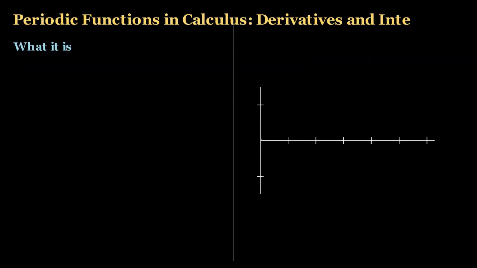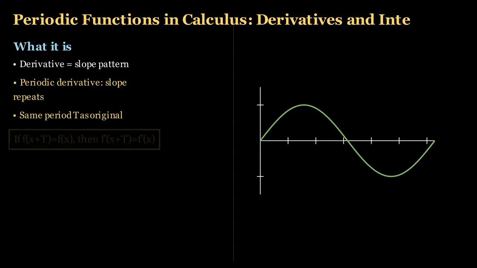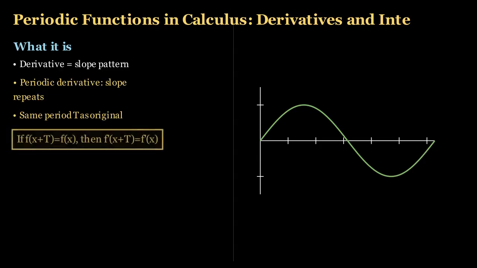You already know that a periodic function repeats its shape every period T. Now we look at its derivative, the slope at every point. Imagine tracing a sine wave with your finger. At the peak, the slope is flat, 0. On the way up, the slope is positive and steep. On the way down, it's negative.